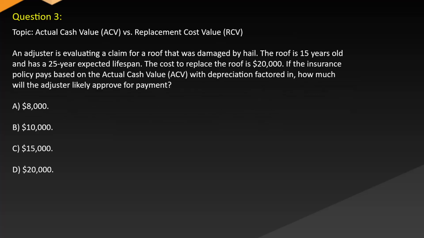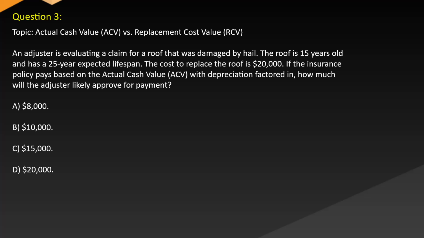Question 3. Topic: Actual cash value (ACV) versus replacement cost value (RCV). An adjuster is evaluating a claim for a roof that was damaged by hail. The roof is 15 years old and has a 25-year expected lifespan. The cost to replace the roof is $20,000. If the insurance policy pays based on the actual cash value (ACV) with depreciation factored in, how much will the adjuster likely approve for payment?